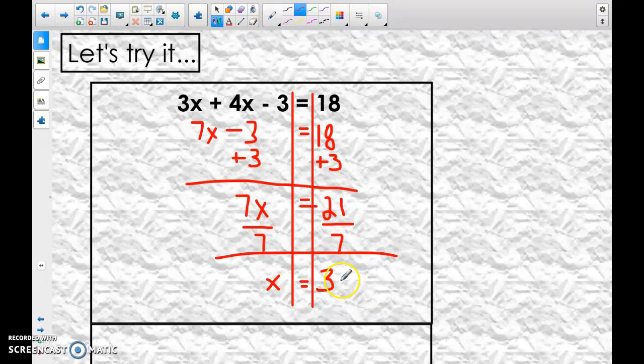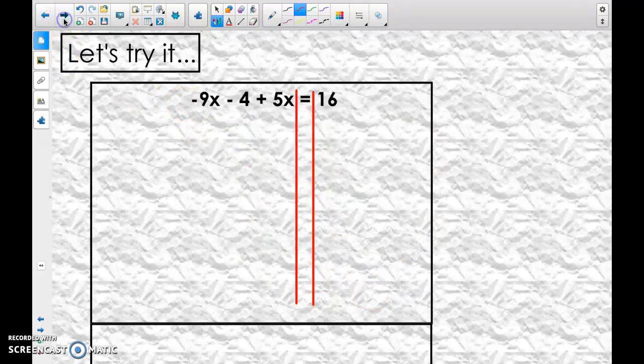Now again, we can always plug this back into our equation, and we'll see 3 times 3 should give us 9, plus 4 times 3 is 12, so 21. Take away 3, and we do end up with 18. So we know this problem's correct. Let's try another one.